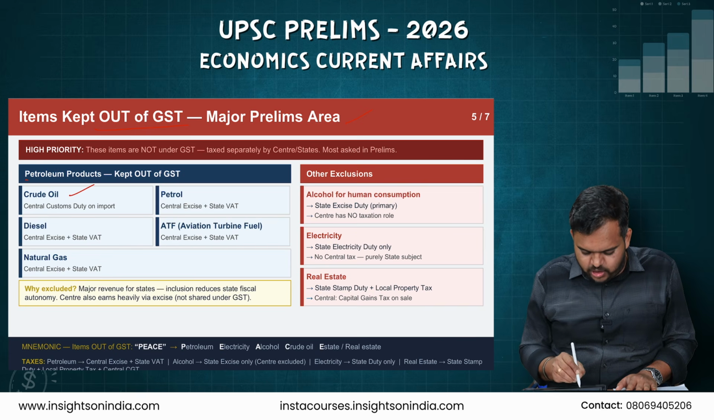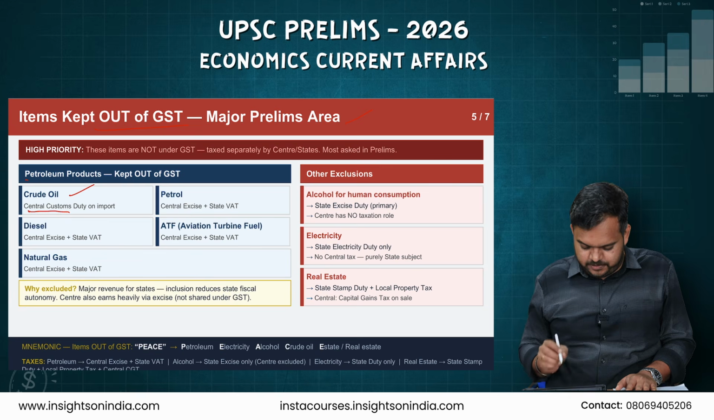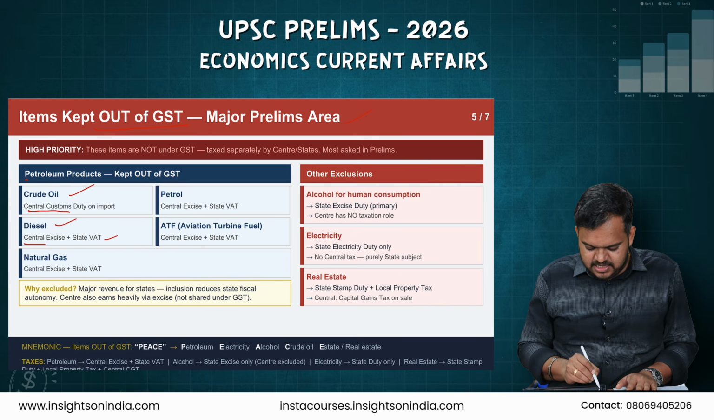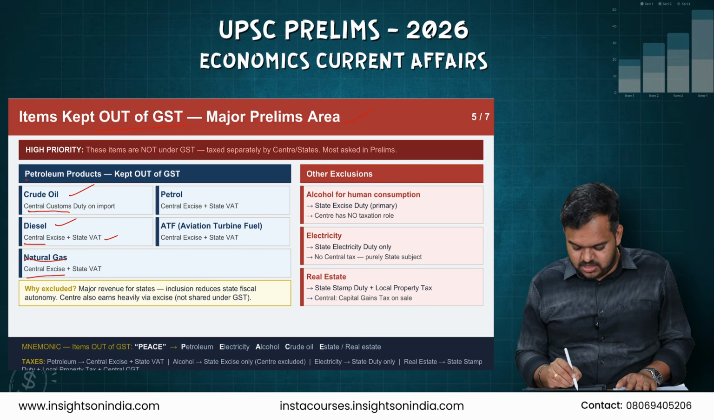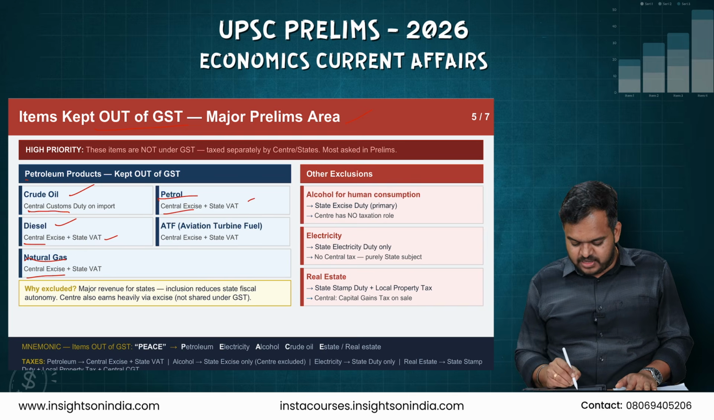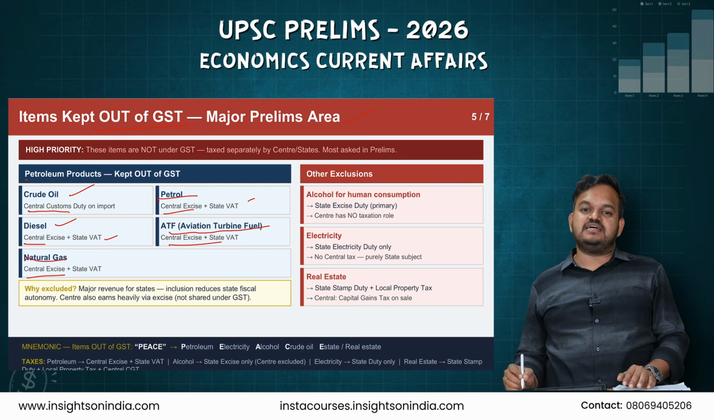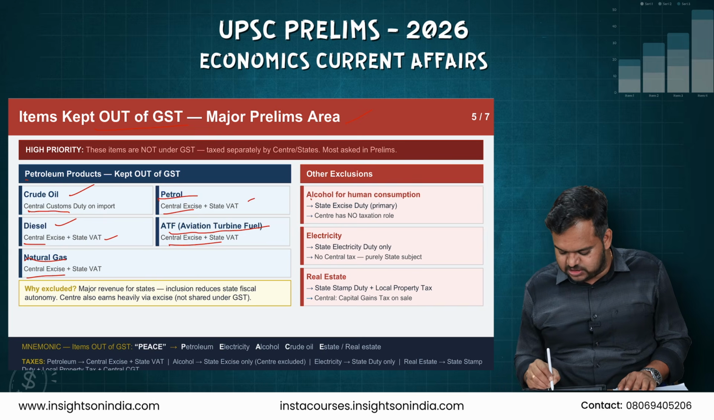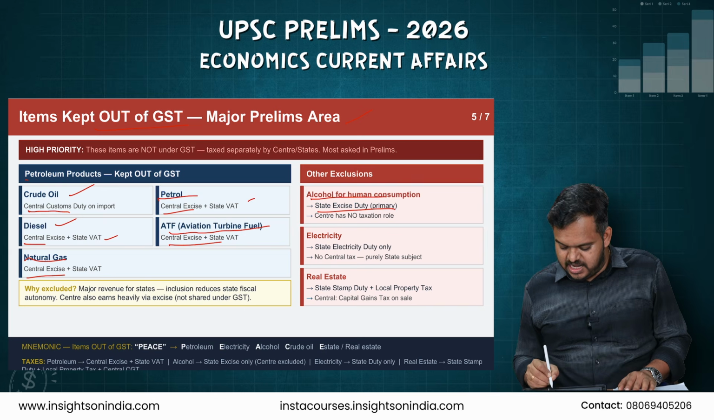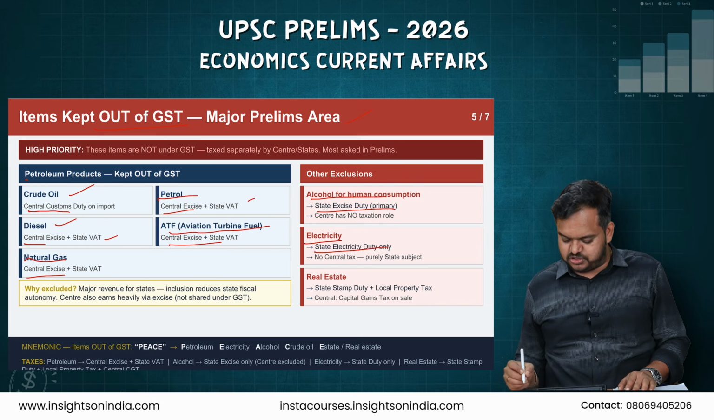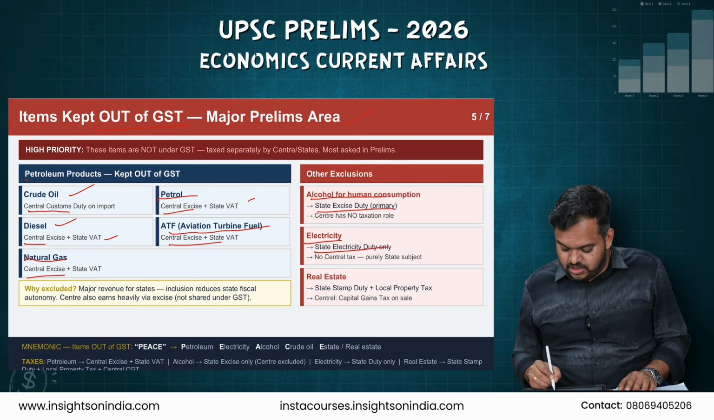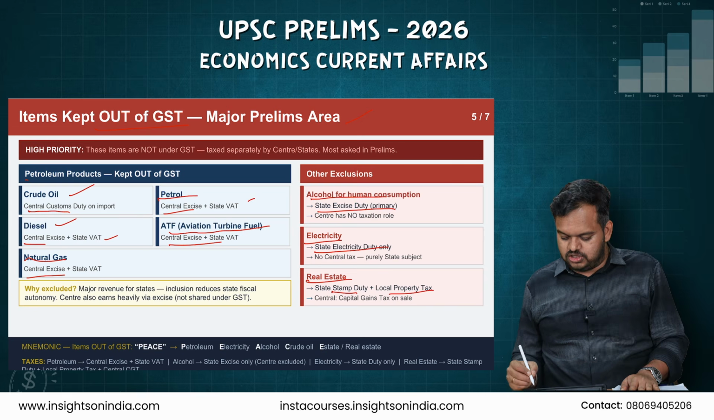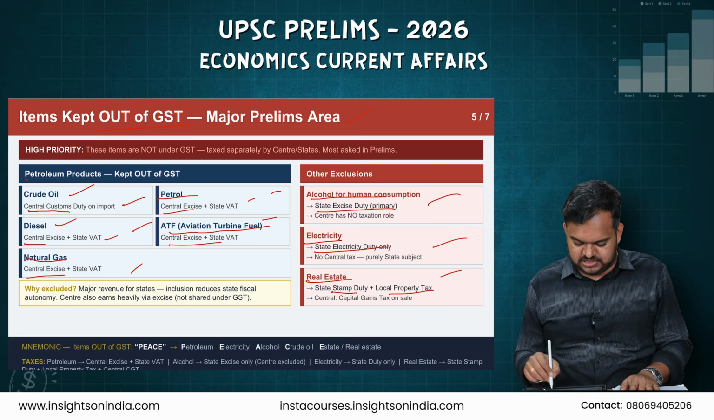Petroleum products: crude oil, central customs duty on import; diesel, central excise plus state VAT, that is value added tax; natural gas, again central excise plus state VAT; petrol, again central excise plus state VAT; aviation turbine fuel, again central excise plus state VAT. So this will be applied, GST won't be applied. Other exclusions: alcohol for human consumption, entirely state government jurisdiction. Electricity, again entirely state government jurisdiction, state electricity duty only applied. Real estate, that is stamp duty, property tax, etc., all of that comes under state governments. So these things, importantly, are kept out of GST.